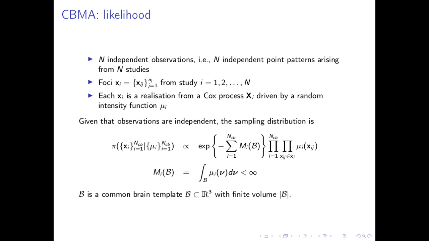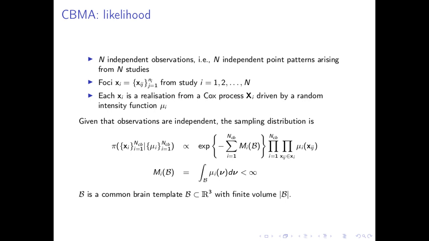Now, we think of lowercase xi, my point patterns, as a realization from a Cox process, capital Xi, which is driven by a random intensity function, mu_i. So here you see the sampling distribution. We are assuming that our point patterns are independent. And so the sampling distribution is proportional to the product of the individual contributing distributions. So mu_i is the study-specific random intensity function, which in our case is a non-negative 3D surface, which we need to estimate, and m_i is the non-negative random measure. And B is the common brain template. So this is basically our likelihood, the shape of the likelihood we need to work with. And here the inference is based on the intensity. So we need to propose a model for the intensity and estimate it.